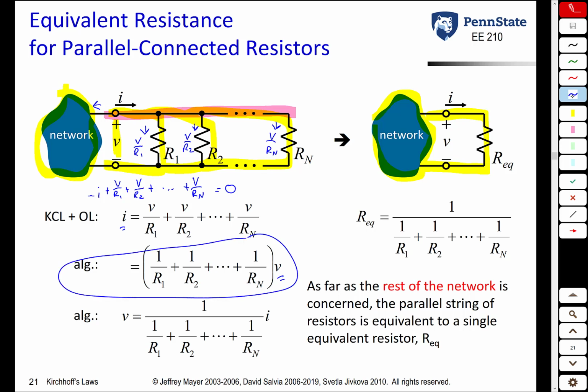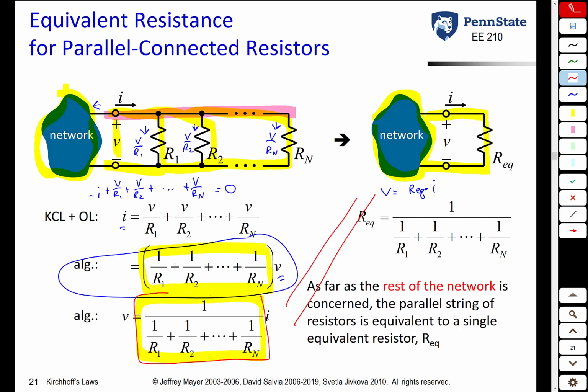If we rewrite this expression as V as a function of I, we get that this part here becomes a reciprocal, and we get V is equal to 1 over R1 plus 1 over R2 plus 1 over R3 plus 1 over Rn, all reciprocated, times I. Now let's look at this equivalent circuit on the right. From Ohm's law, we know that the voltage across R equivalent is equal to R equivalent times this current I. If we now set this equal to this, we see that this expression here has to equal R equivalent.